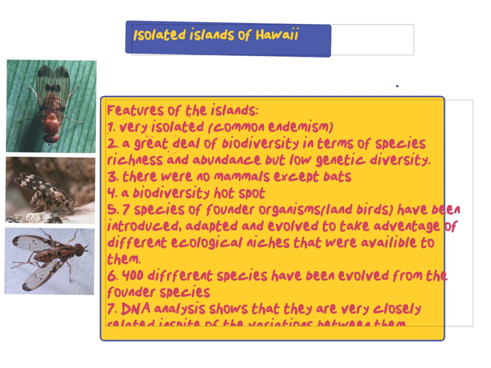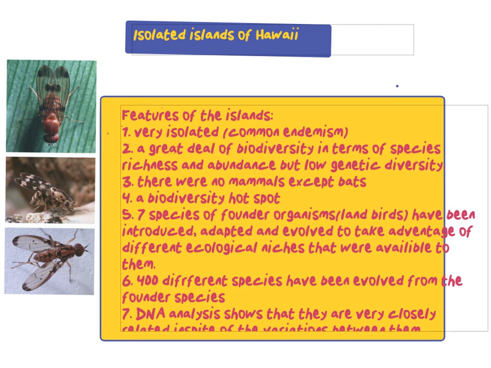Islands of Hawaii. There are 8 isolated islands of Hawaii that were separated a long time ago, and they all share some features. First, they are a very isolated system, or we can say they have common endemism. They have a great deal of biodiversity in terms of species richness and species abundance, but they have low genetic diversity. There are no mammals except bats. The region is considered a biodiversity hotspot, meaning it has a wide variety of species.